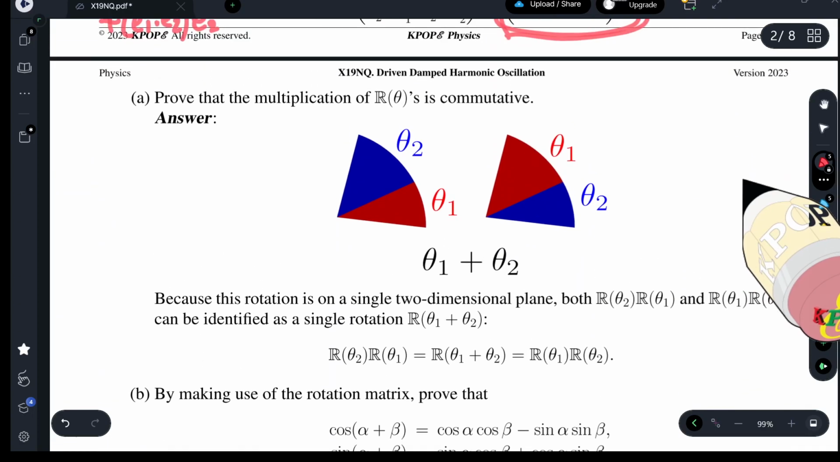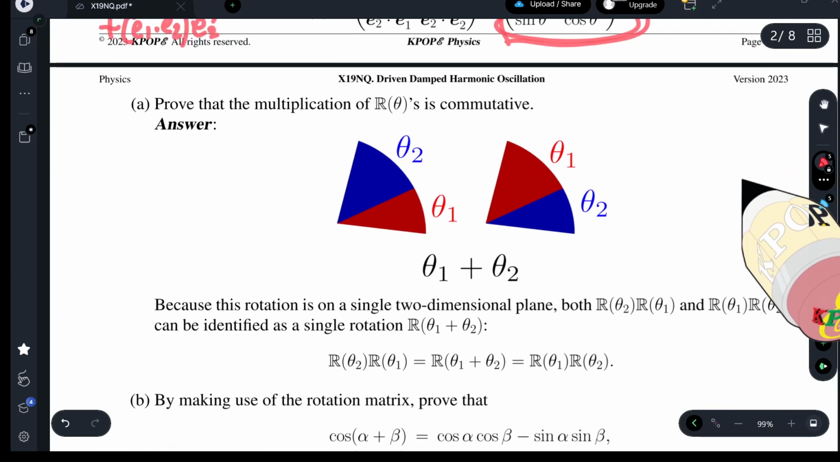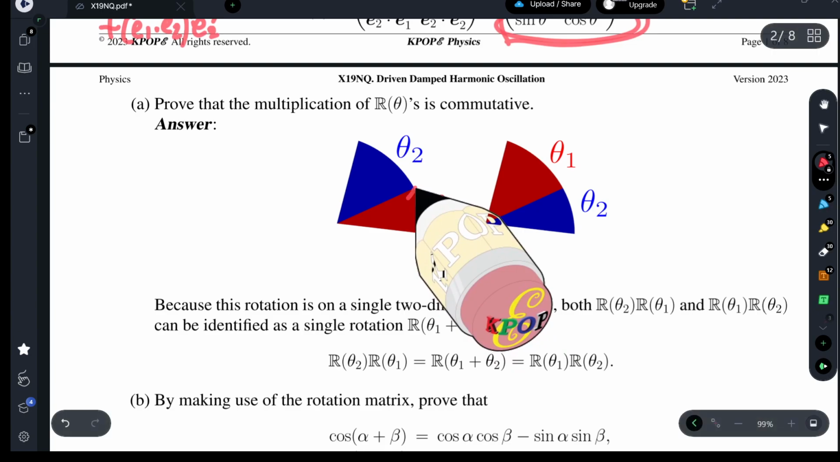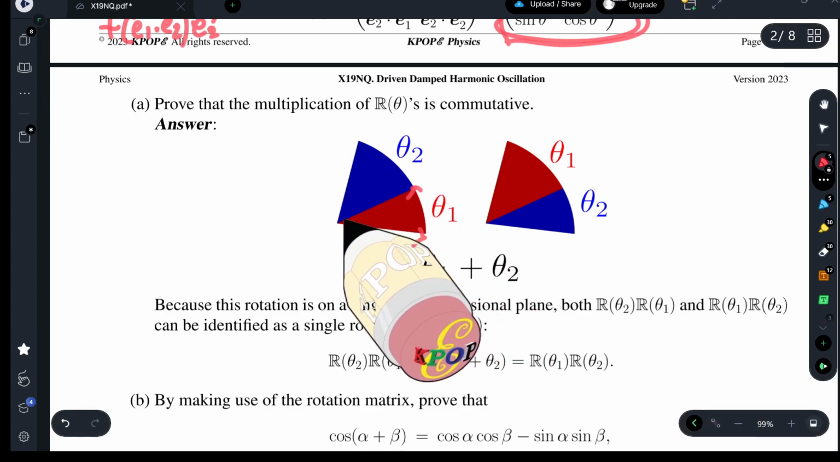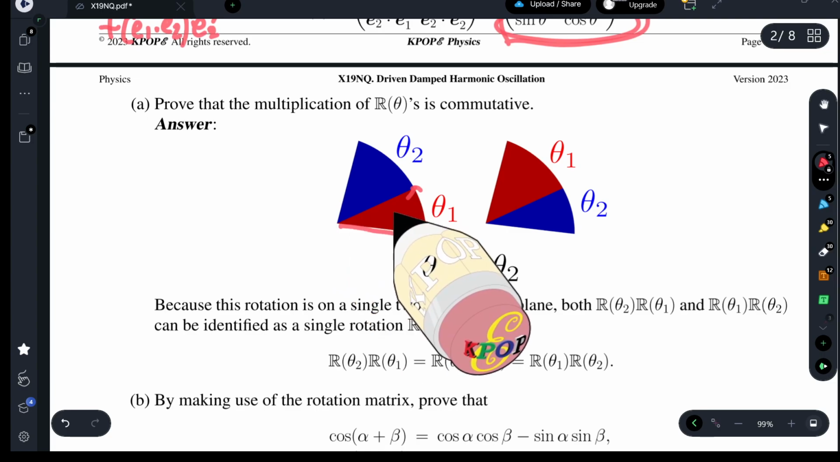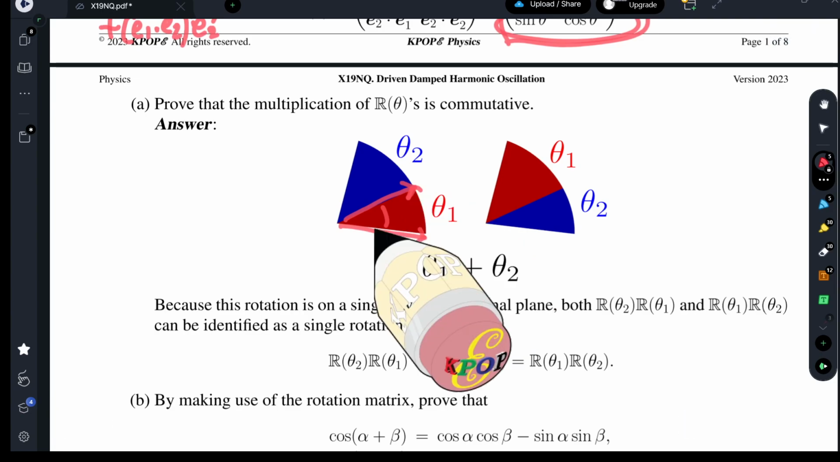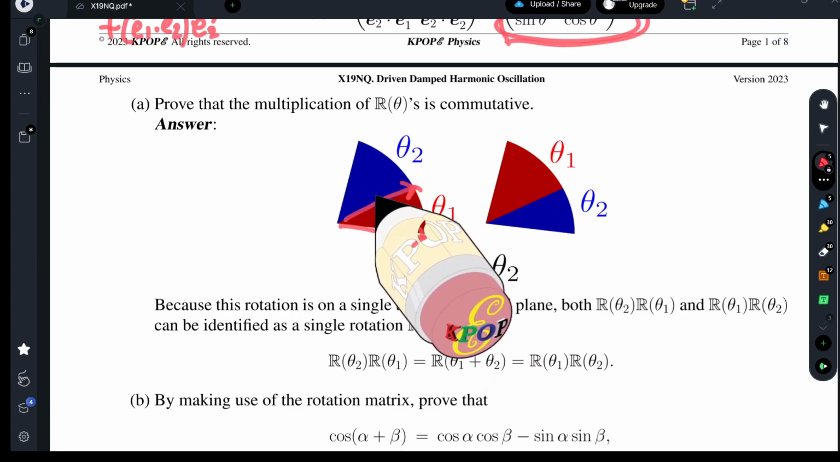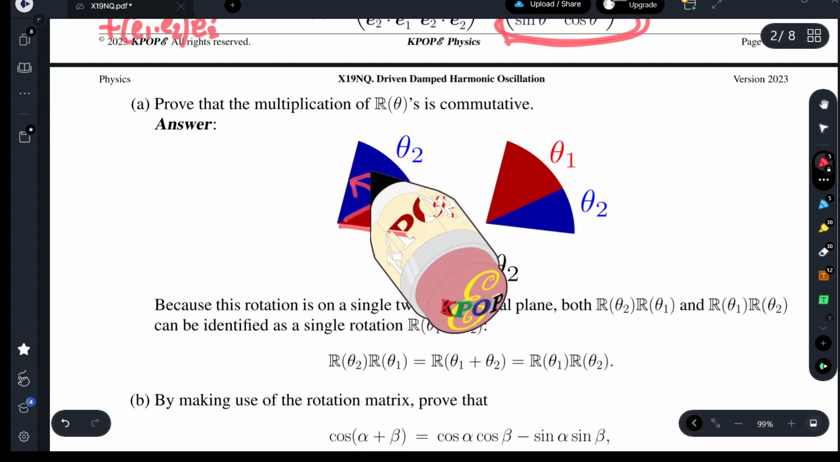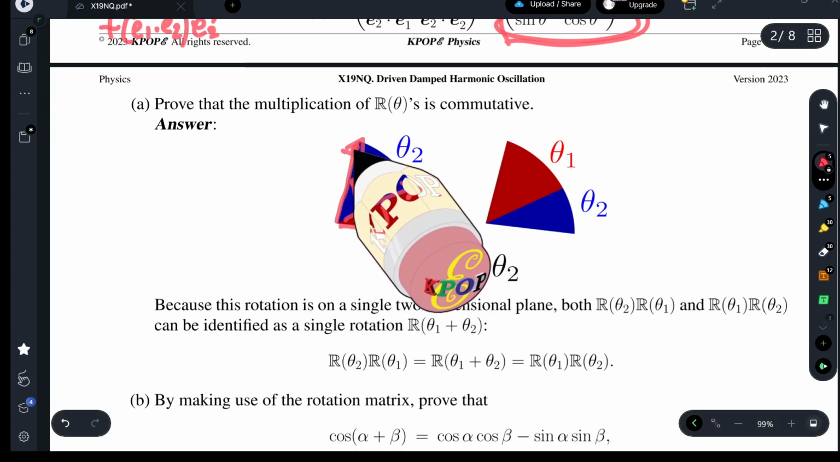In general, matrix multiplication is not commutative. However, if you keep the axis of rotation invariant, then any two successive rotations commute. For example, I first rotate a vector by an angle of theta 1, and I obtain the resultant vector here. And then I rotate about the z-axis by theta 2 again. Then this is the final value.